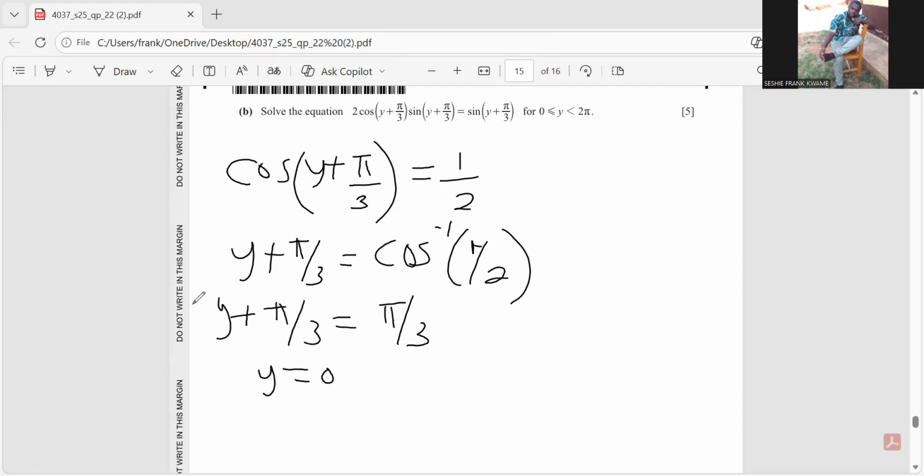Then now plus complete, that's 2 pi. If I add 2 pi to pi over 3, I'm going to have a full rotation.